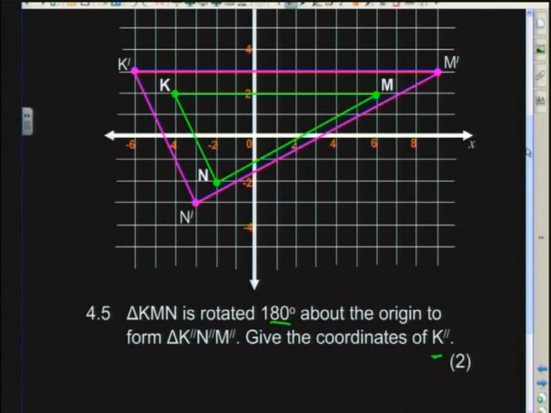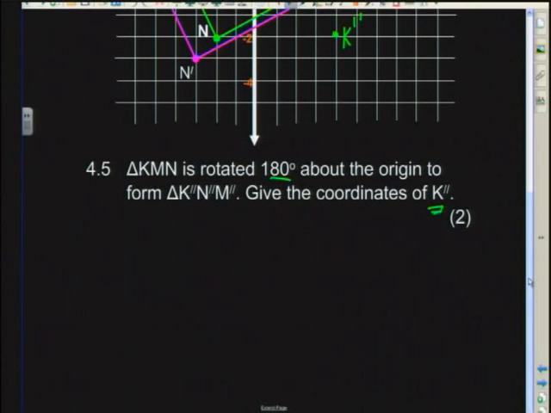So we've taken the triangle KMN and we've rotated 180 degrees about the origin to get to this new point K prime, which is going to eventually end up somewhere here. So we've rotated 180 degrees to this new point. We're going from there to there. That's your rotation. They say it's rotated 180 degrees, you want the new coordinates.